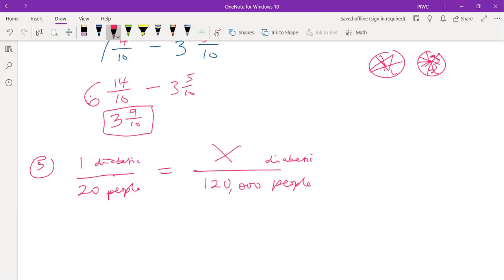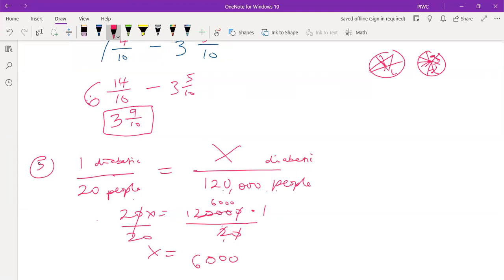And then you can use your cross product. So here we have 20 times X, which is 20X, is equal to 120,000 times 1. Then you divide both sides by 20 to get X by itself. So X will be equal to, you can cross out the zeros or you can use a calculator, 6,000. So you should have 6,000. So there are 6,000 people.